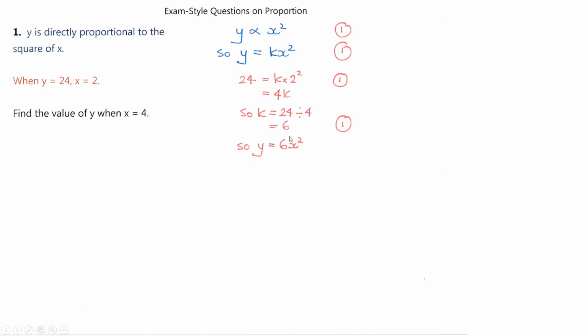So now we've got a formula that we can use to work out y if we know what x is. And we could also, with a bit of working backwards, work out what x is when we know what y is. Okay, so here is what we need to find out now. So we've done this bit and we've done this bit. Find the value of y when x is 4. So we simply put in, when x is 4, it's going to be y equals 6 times 4 squared. 4 squared is 16, and 6 times 16 is 96. So when x is 4, y is 96.